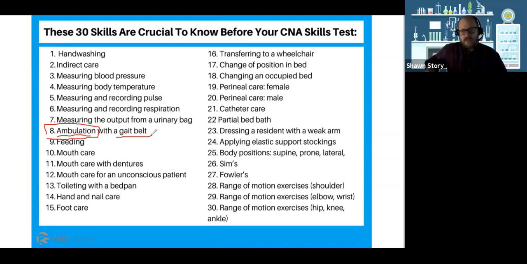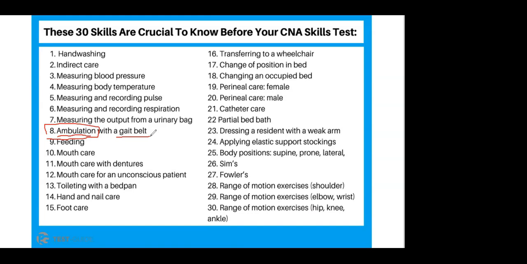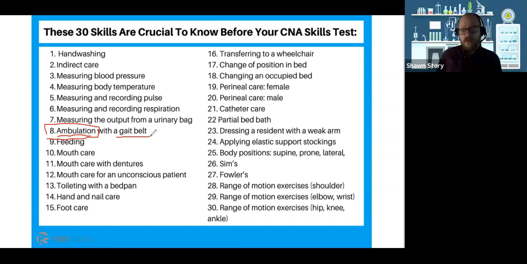moving. Maurice, do you do any of this in your job working at the senior center? Yeah, we have gait belts. You have a gait belt. Maurice would probably know so much more about this than I. I've never used one. I just know about it.